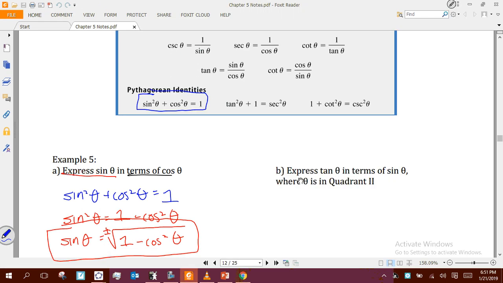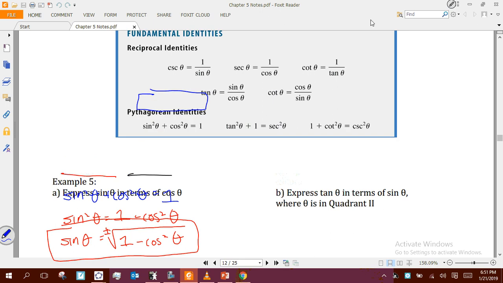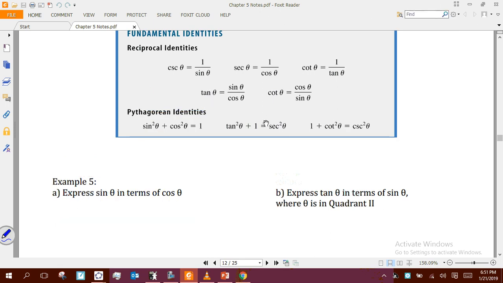This one here says express tangent in terms of sine. Tangent in terms of sine. So I'm going to try to find a tangent rule up here, or identity, that deals with just sine. It says theta is in quadrant 2, so that's going to be useful as well here in a moment. Express tangent in terms of sine.